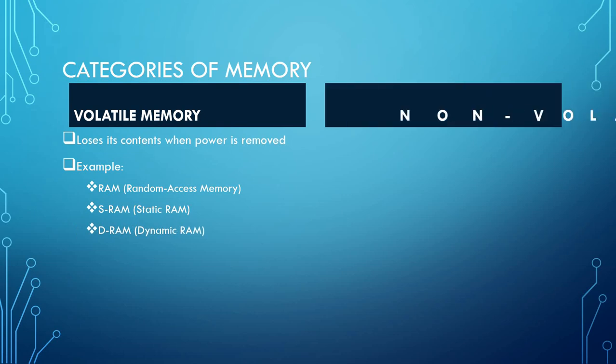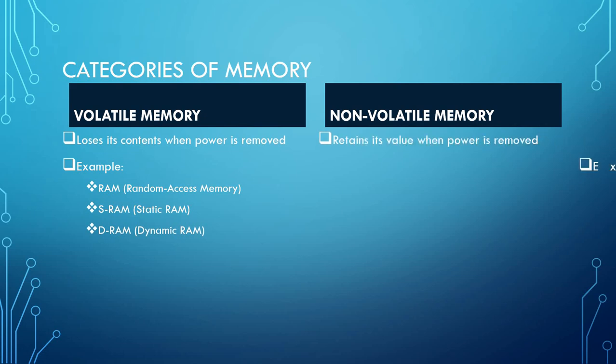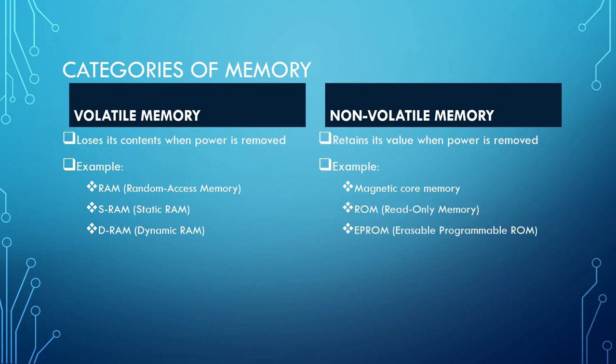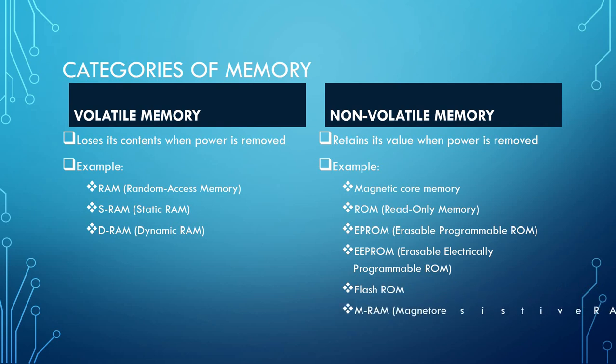Non-volatile memory retains its value when power is removed. Examples: magnetic core memory, ROM (read-only memory), EPROM (erasable programmable ROM), EEPROM (erasable electrically programmable ROM), Flash ROM, and MRAM (magnetoresistive RAM).